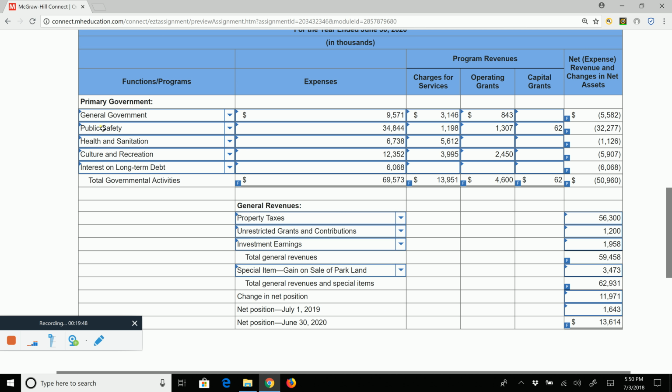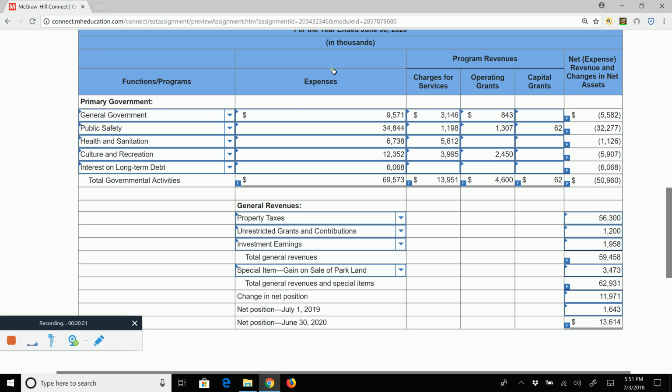So on the left-hand side, we're going to list out our primary functions or our programs. It's not broken down by fund. You can see it's not like we have general fund, special revenue fund, capital projects fund, debt service fund, etc. No, we break it down by function or program. And the first column is coming over to the right? We don't read this statement top down. We read it left to right. All right, so that's kind of weird, but that's the way it is.